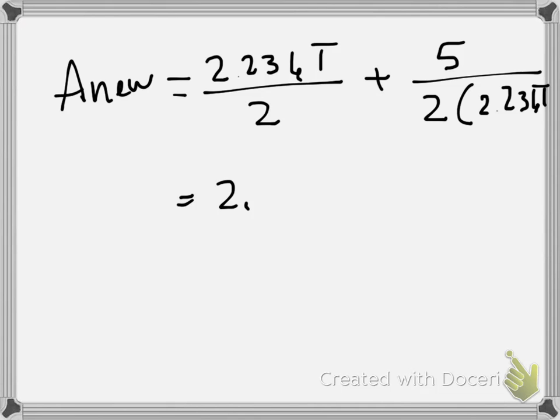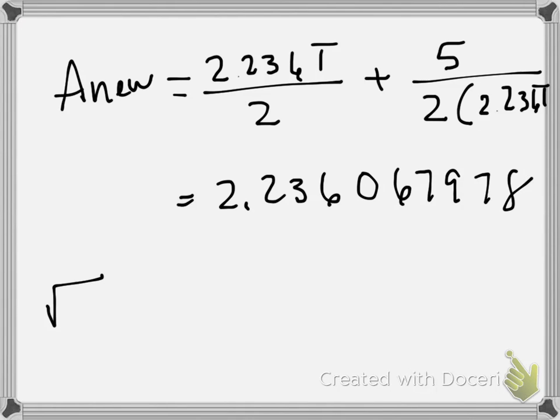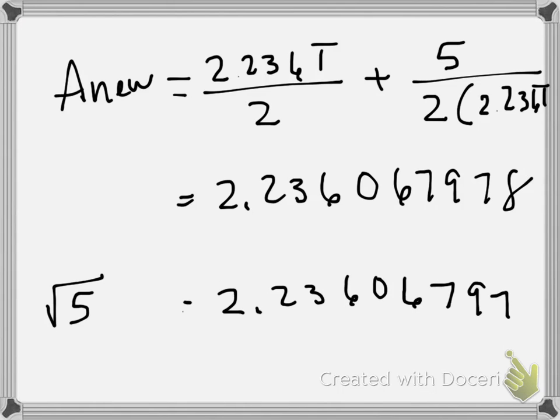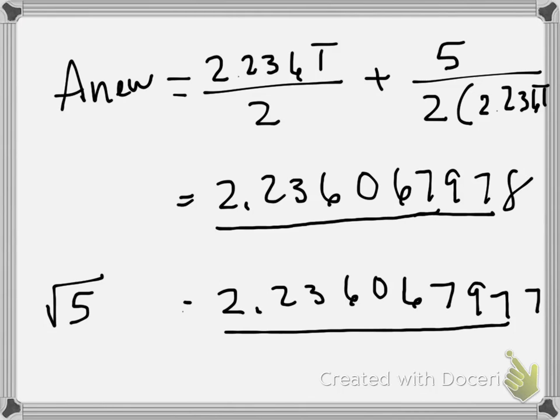And I get 2.236067978. Now, I'm going to, on my calculator, go ahead and take square root of 5. And you will see that that is 2.236067977. And then they get a 7 again. Okay, how cool is that? That I can take a fraction and apply this process and get exactly the same digits.